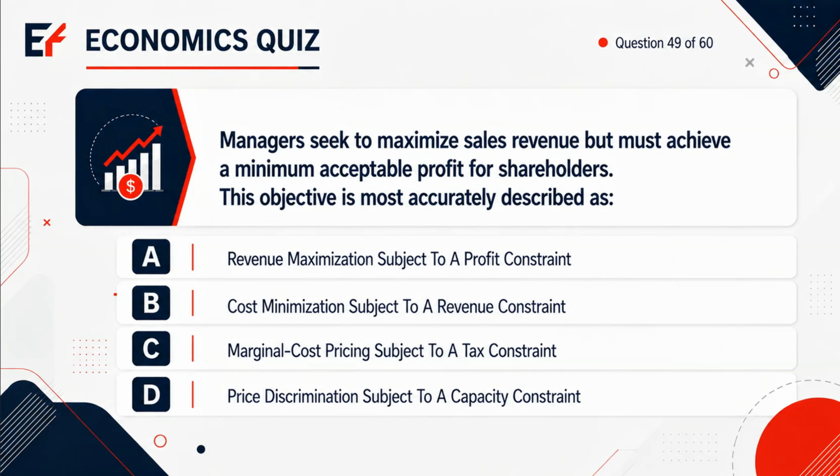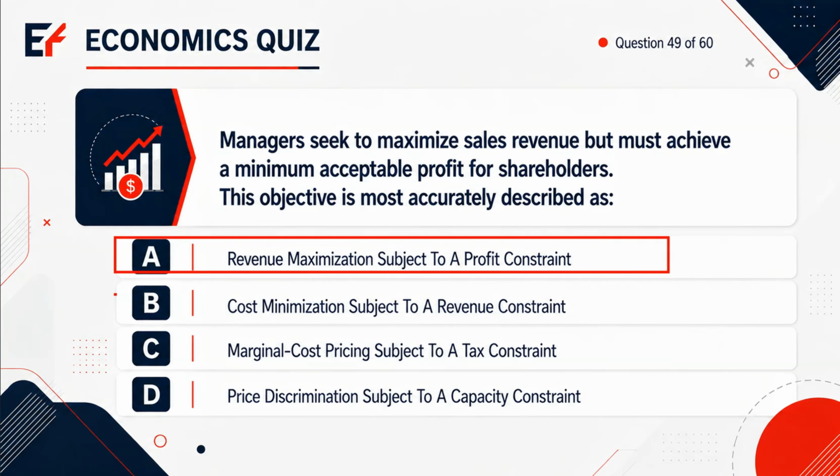Question 49. Managers seek to maximize sales revenue but must achieve a minimum acceptable profit for shareholders. This objective is most accurately described as: A. Revenue maximization, subject to a profit constraint. B. Cost minimization, subject to a revenue constraint. C. Marginal cost pricing, subject to a tax constraint. D. Price discrimination, subject to a capacity constraint. The correct answer is A.